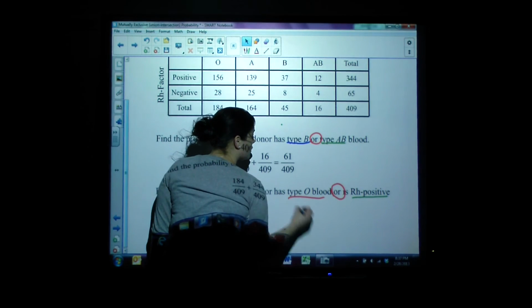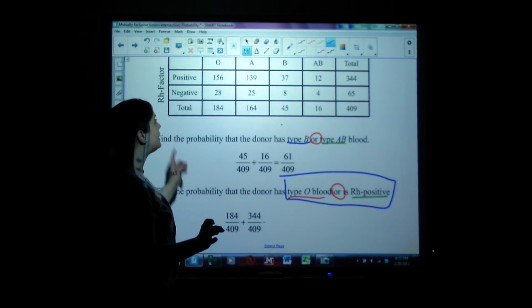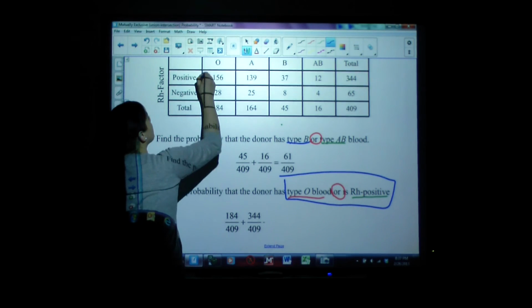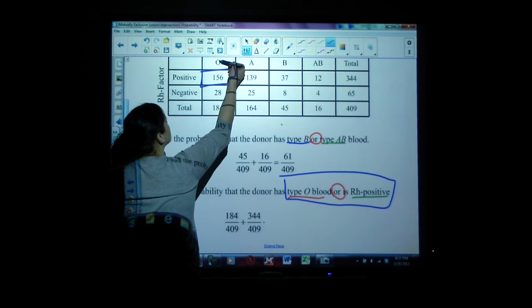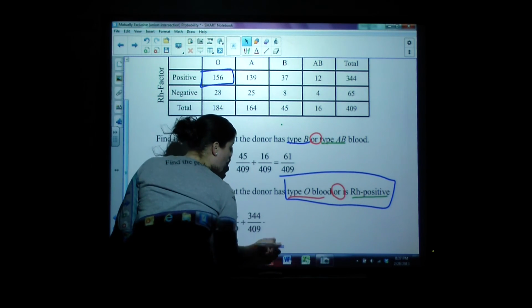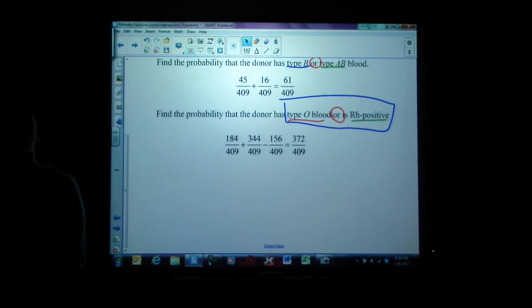Subtracting the overlap. So is there an overlap here? This time, yes. Is it possible to be type O and be Rh positive? Yes, actually right here. This number is both O blood and Rh positive. So that is our overlap. So we need to subtract off that 156 out of 409, which leaves us with exactly 372 out of 409 as our probability that somebody has type O blood or is Rh positive.